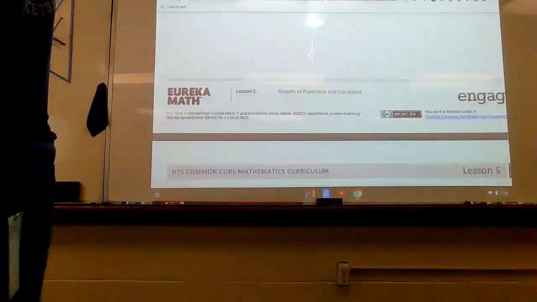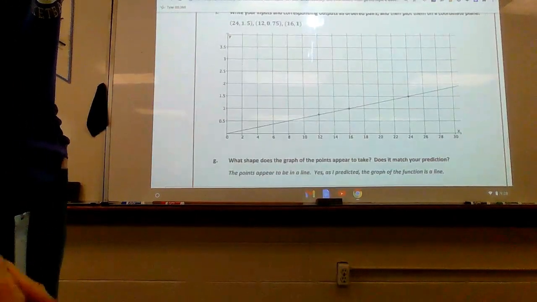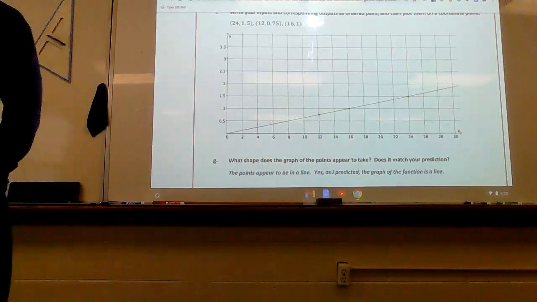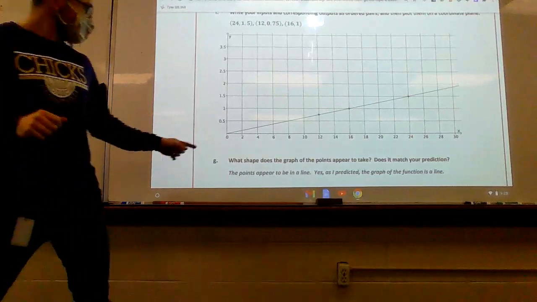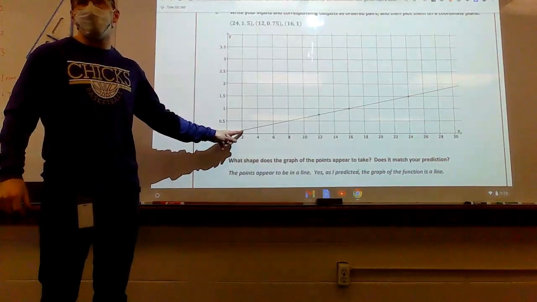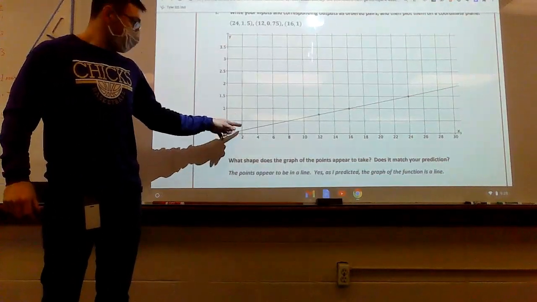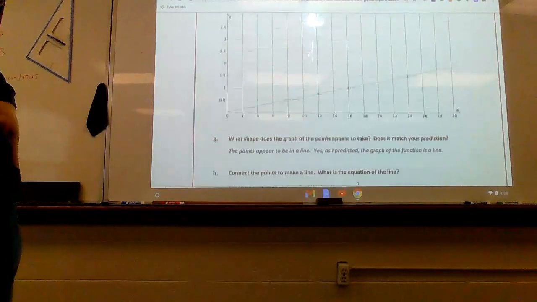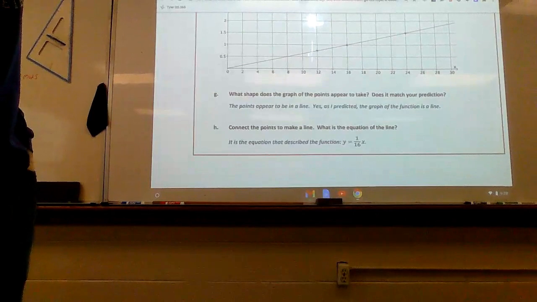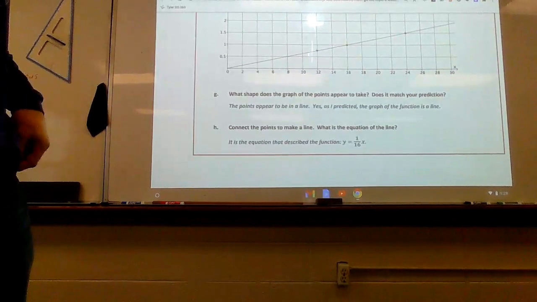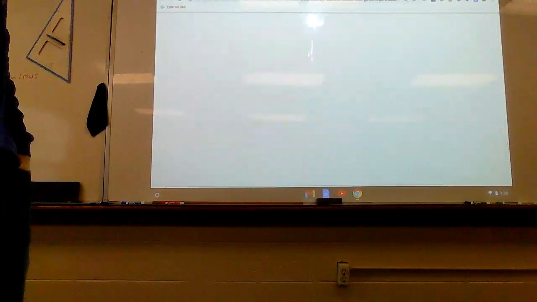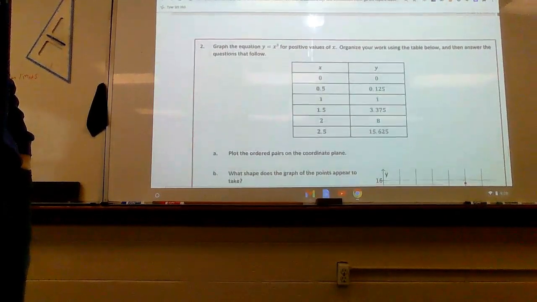You should absolutely notice that it's linear. Notice how they're connecting the points because it's not discrete. I can walk like 0.2 miles, right? So this is fine. That's why we connect it, because it's not discrete. Yes, it's a line. Great. Connect the points. What is the equation of the line? It's still Y equals 1/16 X. The equation you found stays the same. We did do number 2.